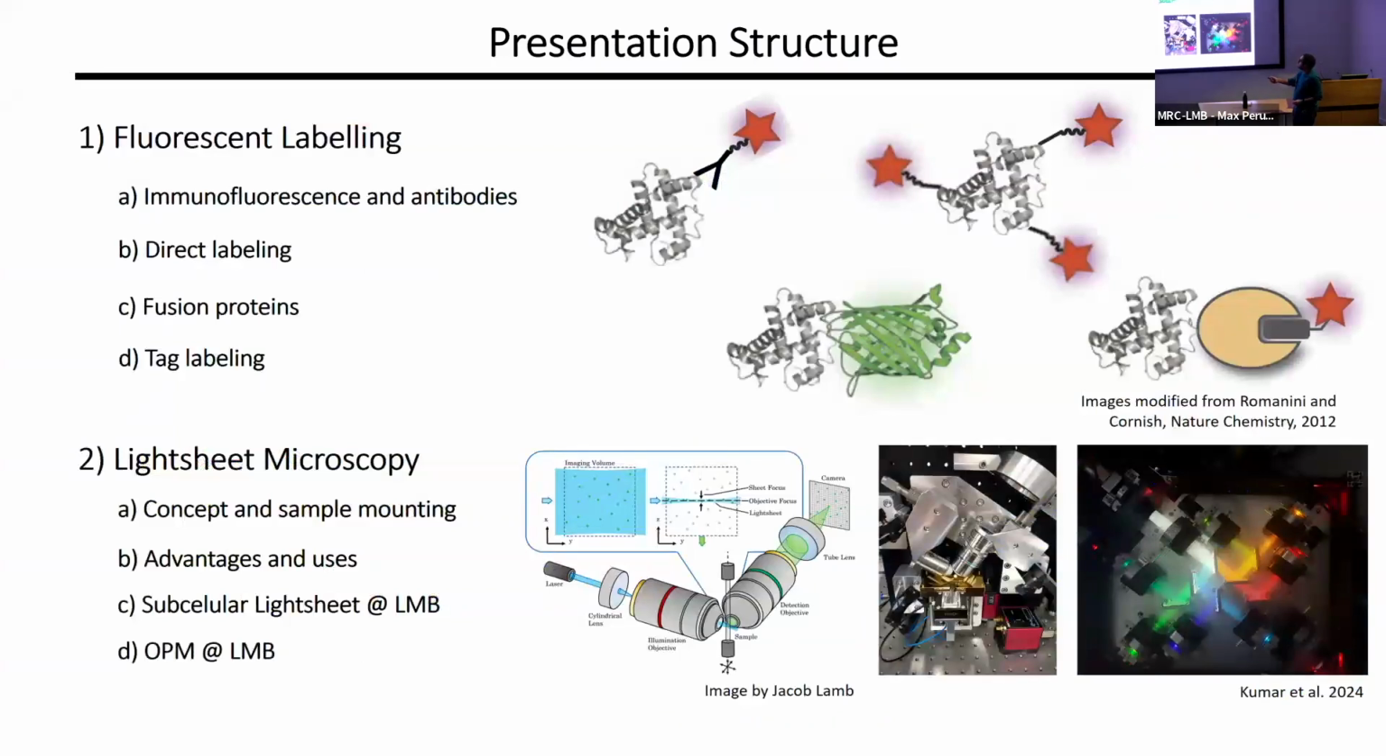Of course, first of all, fluorescent labeling. We'll start with talking a bit about immunofluorescence and antibodies. We'll talk then about labeling without antibodies, mainly direct labeling, fusion proteins and tags. And then we'll move on to light sheet microscopy, where we'll talk a bit about the concept of the light sheet itself, as well as some advantages and uses, and the samples and types of imaging that you can use with the light sheet. And then we'll talk about two light sheet microscopes that exist here in the facility at the LMB.